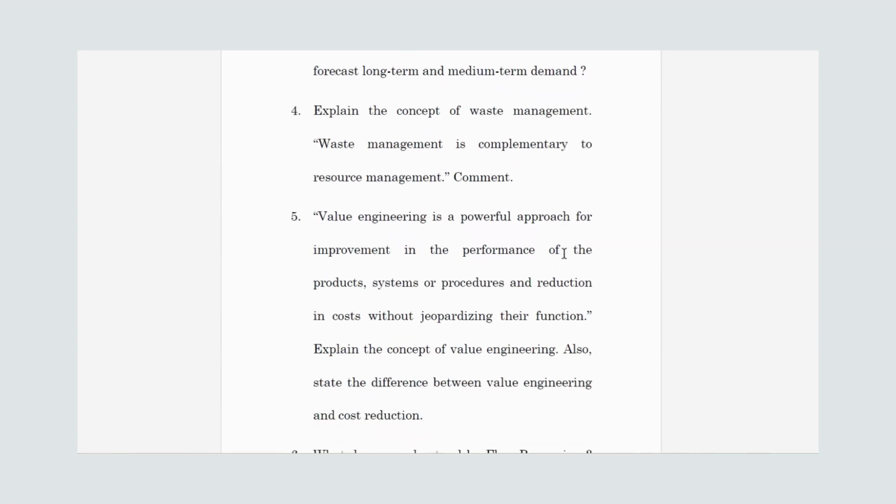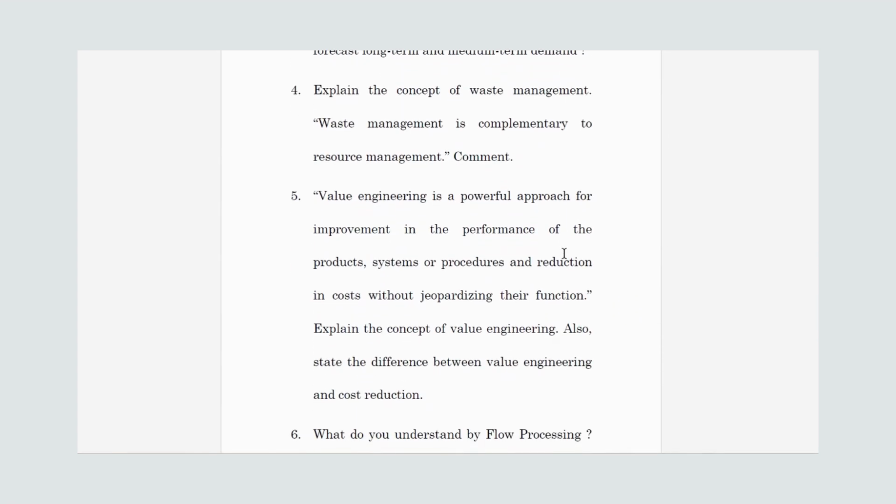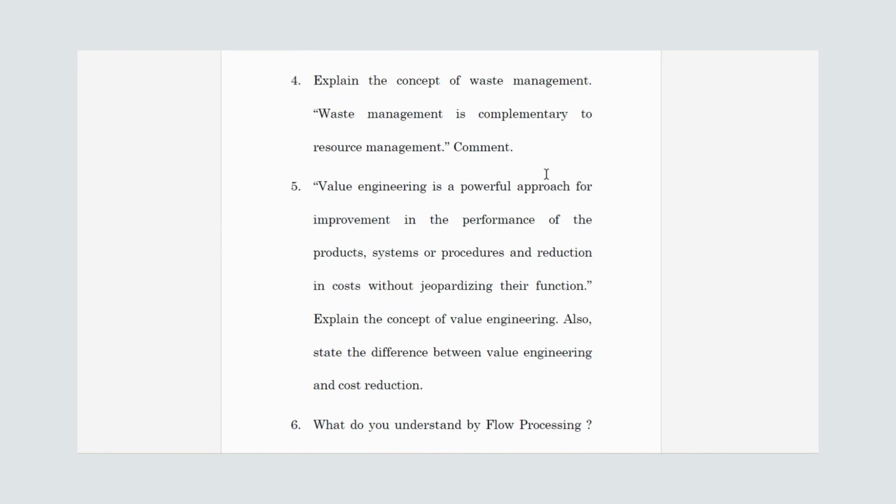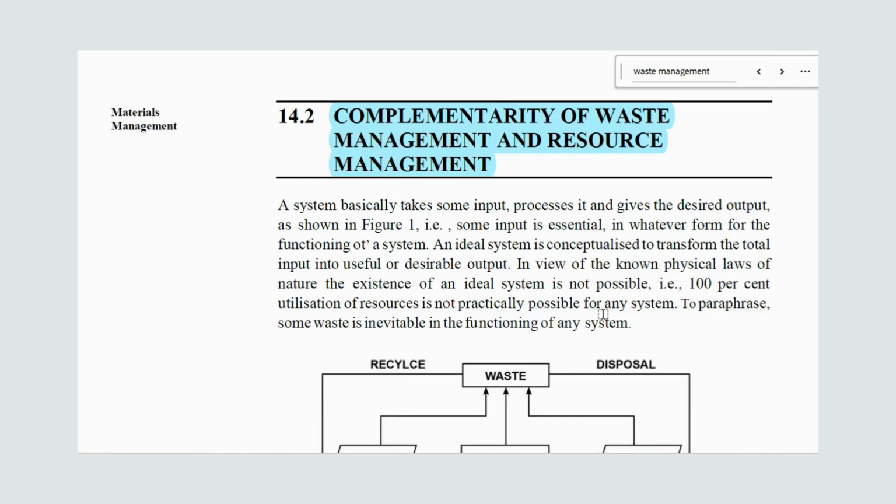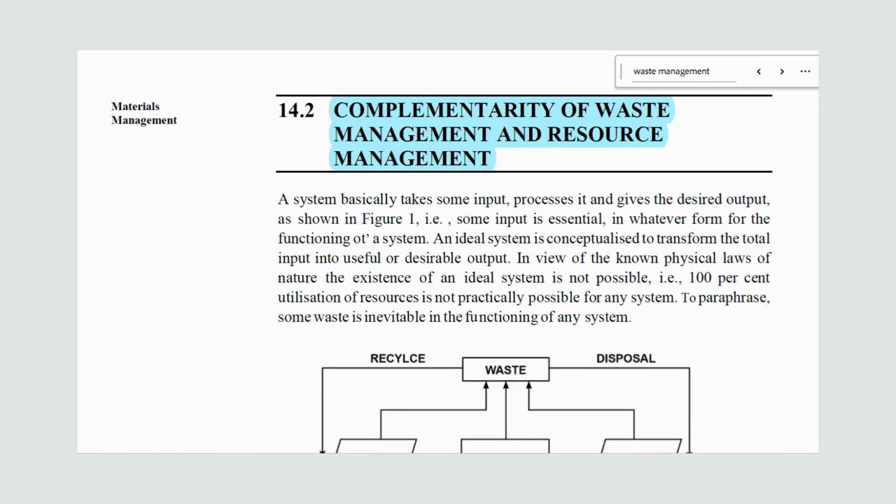The next question: explain the concept of waste management. Waste management is complementary to resource management. Comment. I think we got this question even in our assignment. Let's see where in the text this topic is. In Unit 14, Materials Management, we can see the topic related to waste management and resource management. This is one of the most important questions that can appear in the exam again and again.